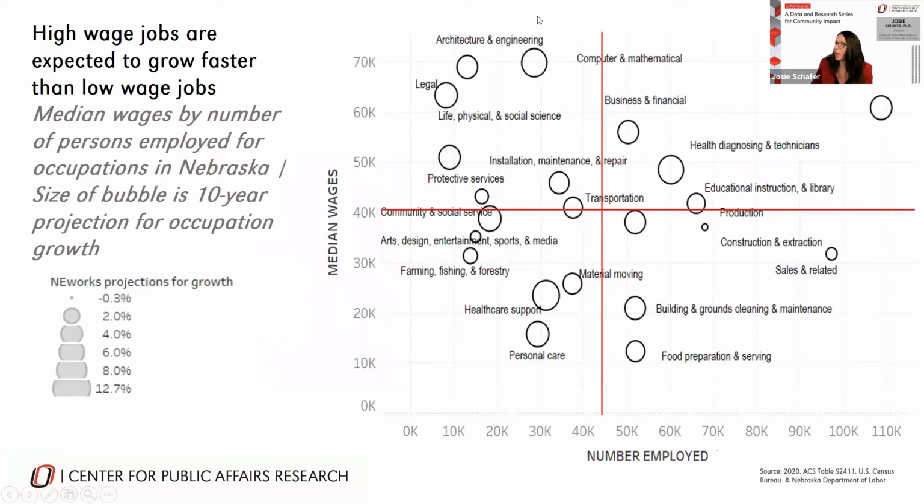Sorry, getting tired. Okay, but the size of the bubbles above the line, median wages, and below the line, these add up to more. High wage jobs are expected to grow faster than low wage jobs. I'm now kind of building on this slide to help you understand what is the difference between high wage and low wage jobs. High wage jobs are also high growth jobs. They're also high education jobs. If you go back to the first slide.